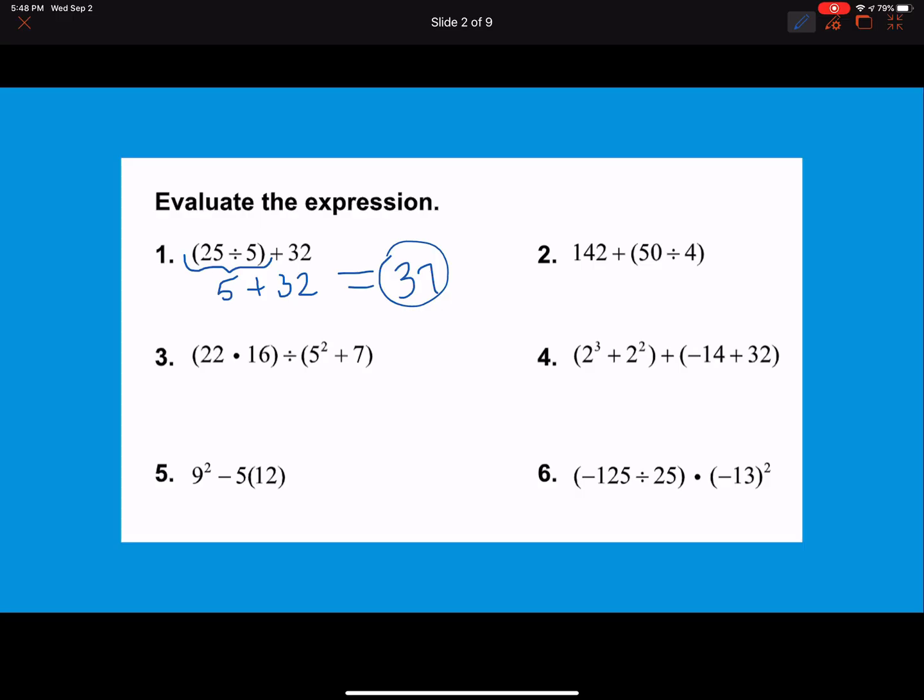Okay, let's look at problem number 2. Again, we have a set of parentheses, so those grouping symbols need to be completed first. We can put 50 divided by 4 into our calculator. We know that's going to end up being a decimal, and that decimal is 12.5. We bring down the first part, 142, and once we add 12.5 to that, we are given 154.5.